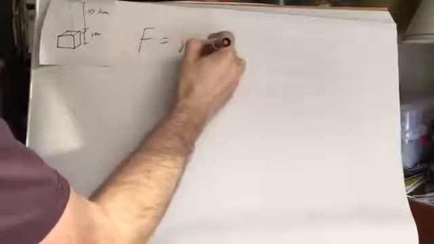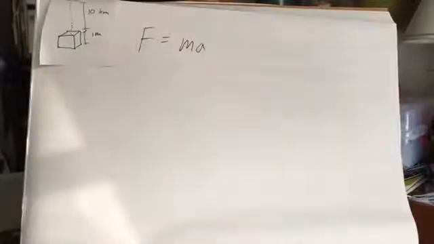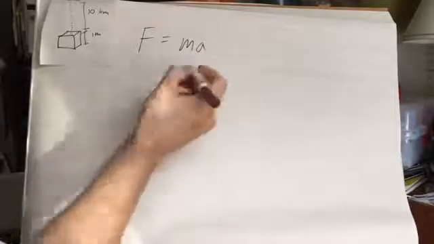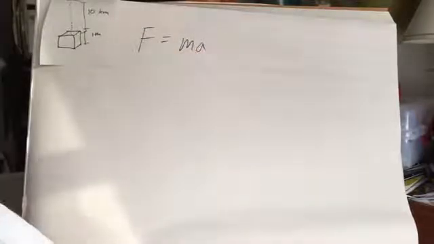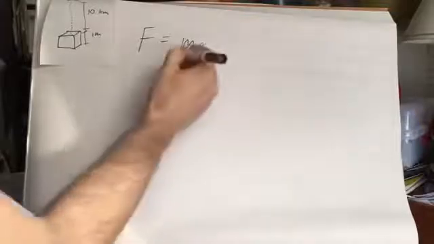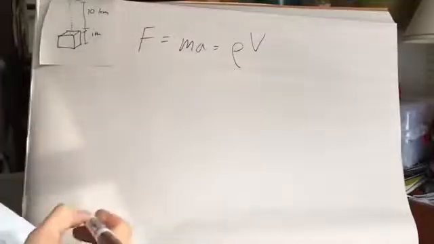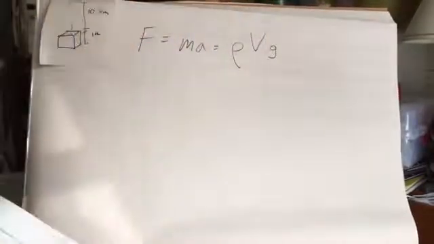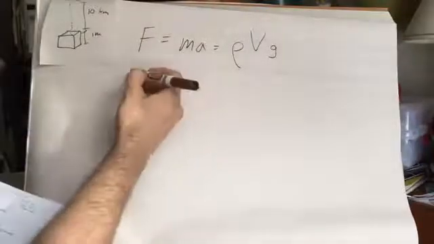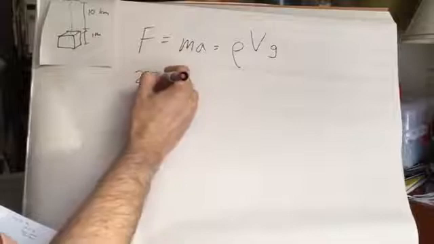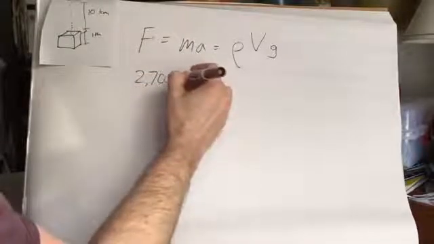So we can address this question using this famous formula, Newton's second law. Force equals mass times acceleration. So acceleration is going to be the acceleration of gravity, or g. And we can get mass by multiplying density times volume. So typical crustal rocks have a density of about 2,700 kilograms per meter cubed.